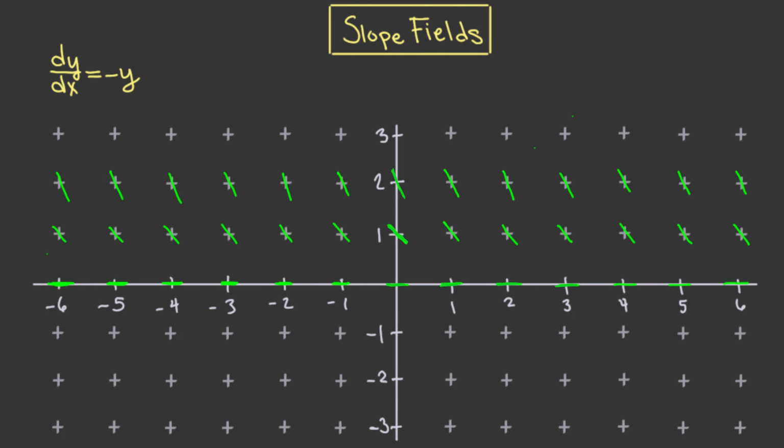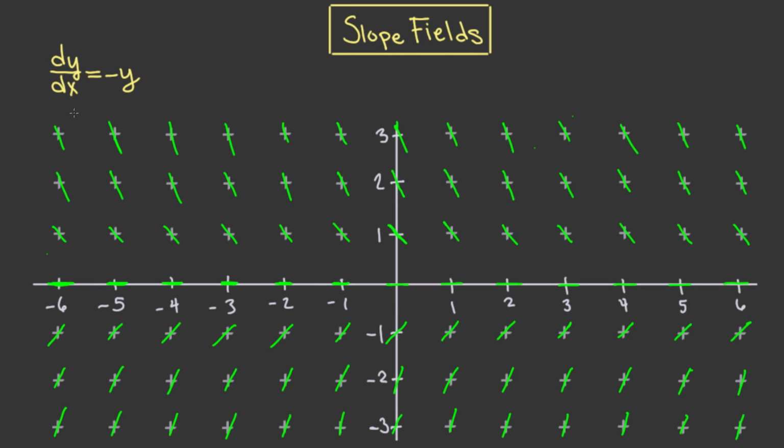Let's look at the point (0, -1). Here the slope is going to be positive 1. And the trend continues for all the points along the line y equals negative 1. Slowly, we can fill in the slopes at all of these grid points. And what we get, we call a slope field. This is a diagram that shows the slope of the tangent to a solution curve.